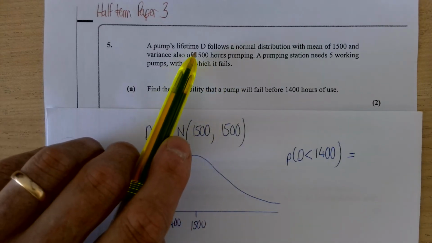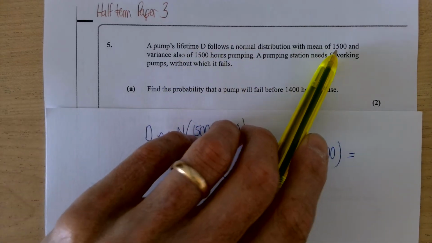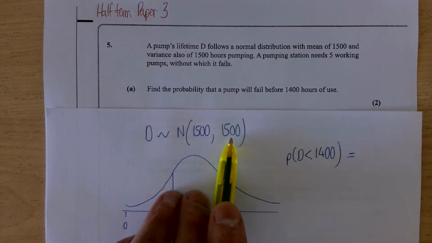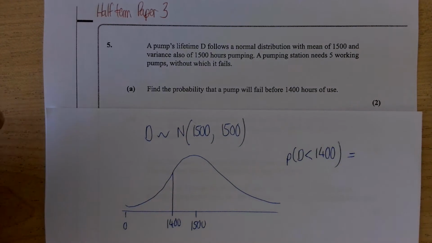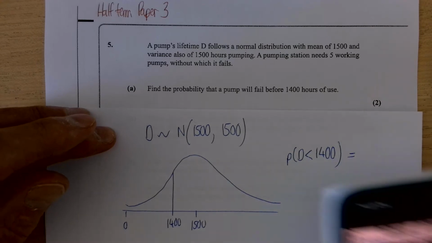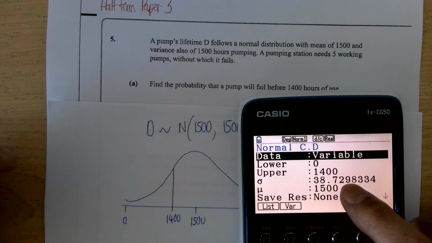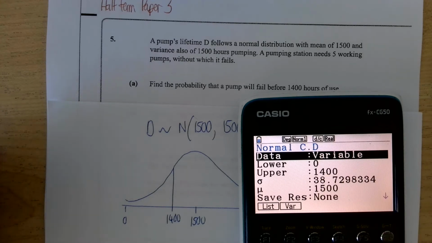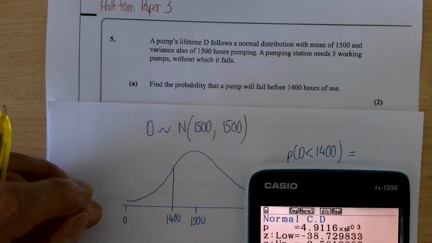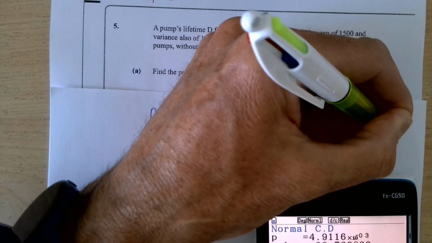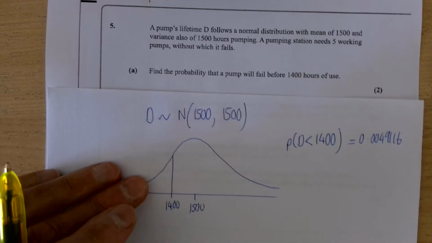So to start with, it's a fairly standard normal distribution question. We've got the lifetime of a pump, a single pump, having a mean of this and a variance of this. So I've set that up. Remember, this is the variance, which is the standard deviation squared. So when I enter that on my calculator, the standard deviation is the square root of this. We're asked what's the probability that the lifetime is less than 1400. So I set it up like that. Mean is 1500. Standard deviation, I just did square root of 1500. Lower 0. Upper 1400, tiny probability, so that's 0.0049116. That's the answer to that first part.